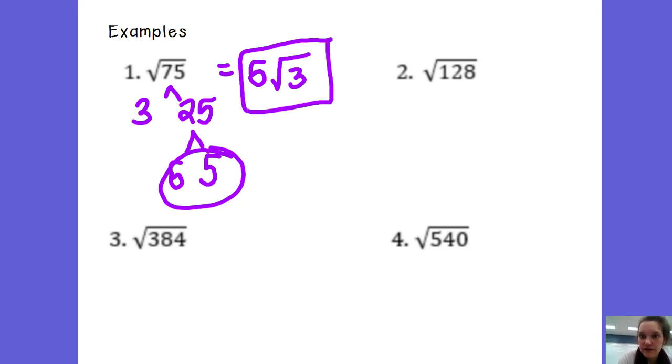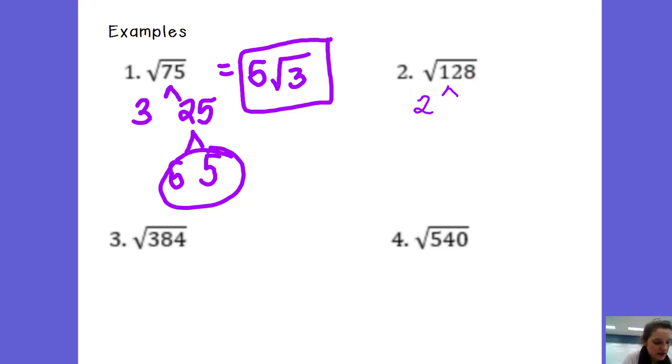Next one is the square root of 128. I don't honestly know what divides into 128, other than I know that this is an even number. So when you have an even number, it's always going to be divisible by 2. So if all else fails, if you can't think of any numbers that are factors of your radicand, if it's even, go ahead and start by factoring out a 2.